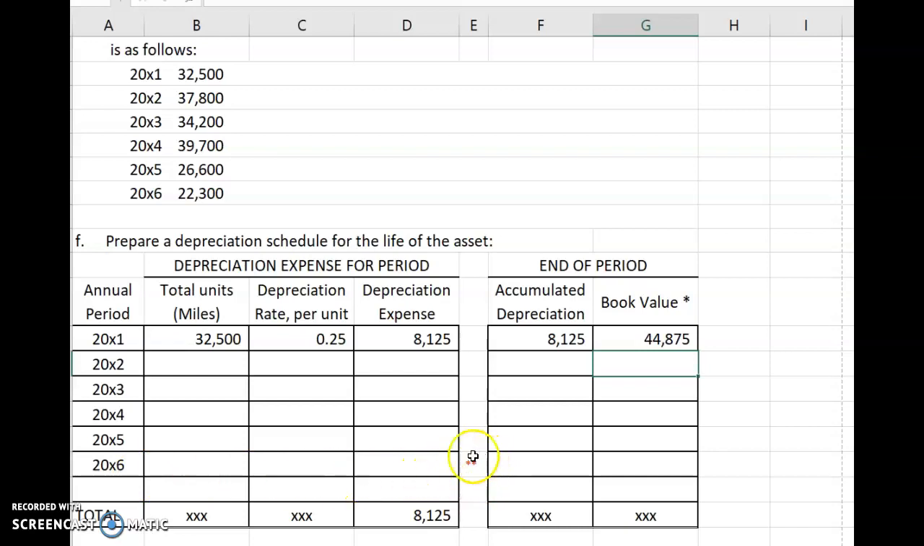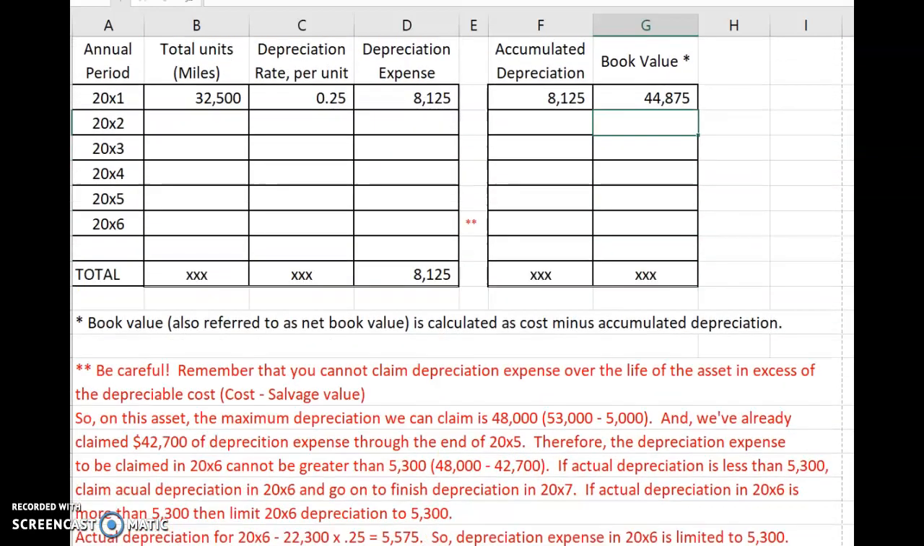For X6, you might run into a little bit of a problem. I've given you a thorough note about that problem down here. So I'm going to leave this schedule up. I'm going to have you go ahead and do the calculations for all the years, and pause your video, come back and check your work when you've finished.